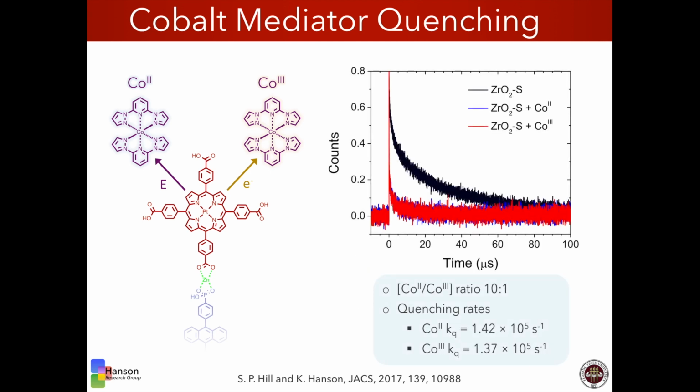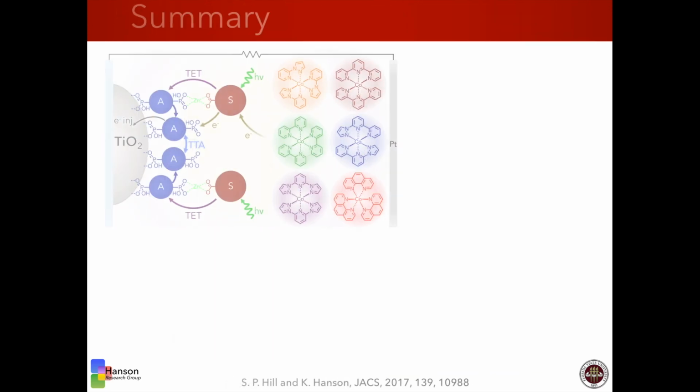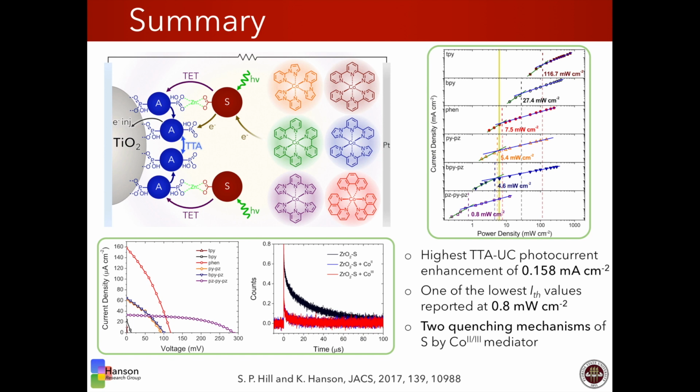We also monitored single wavelength kinetics for each of these systems, and we noticed that the quenching constant for the 2 plus and 3 plus cobalt species is approximately the same, despite a 10-fold concentration difference between the 2 plus and 3 plus species in the device mediator solution. This implies that the cobalt-3 plus species is quenching the sensitizer triplet energy far more than that of the 2 plus species. In summary, we've shown that the redox mediator plays a substantial role in the device performance and upconversion efficiency inside of these solar cells.